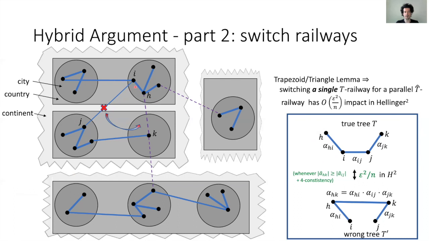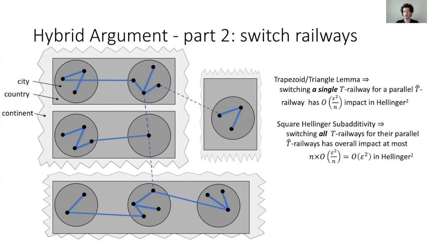This is exactly the setting where we can apply this theorem, because h, i, j, and k are a path in the true tree, which is the blue one, and we want to switch the ij edge for the hk edge. Now, the trapezoid lemma tells us that whenever Chow-Liu prefers the hk edge to the ij edge, the impact of such a switch is at most epsilon squared over n in Hellinger squared. Next, our square-Hellinger subadditivity theorem implies that the impact of switching all the T railways for their parallel T-hat railways has an impact of at most epsilon squared in Hellinger squared distance.